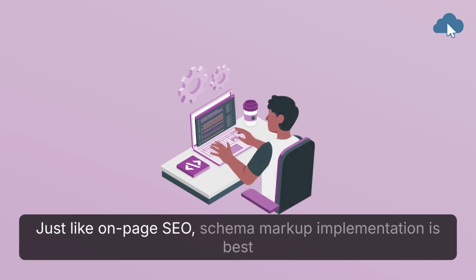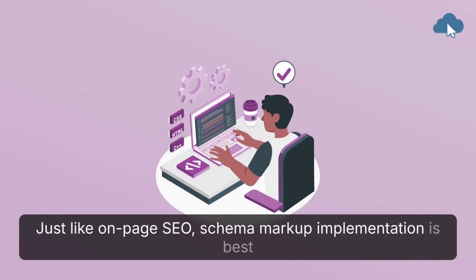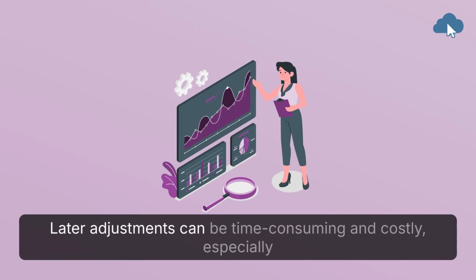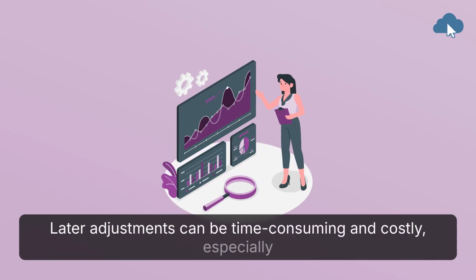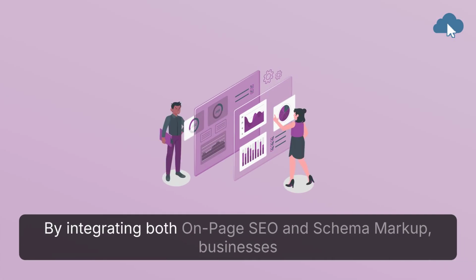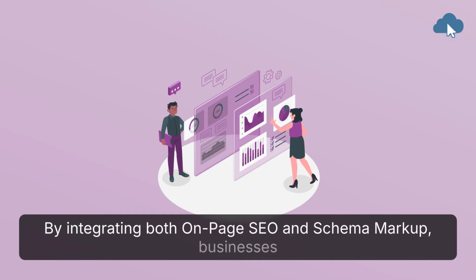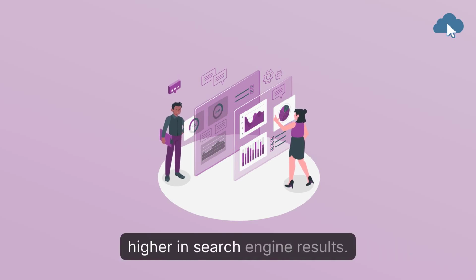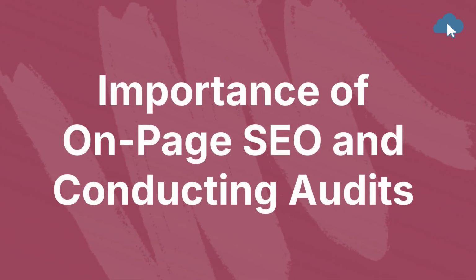Just like on-page SEO, schema markup implementation is best handled during the site's development phase. Later adjustments can be time-consuming and costly, especially if you don't have an advanced front-end editor. By integrating both on-page SEO and schema markup, businesses can create a synergy that propels their rankings higher in search engine results. Importance of on-page SEO and conducting audits.